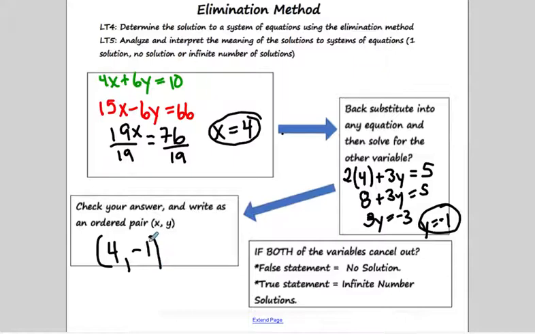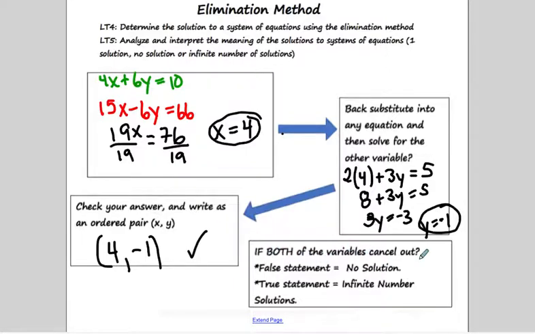And we can go back to the original. We can check our answers. We could check it into these two equations. It's going to work for the first one. So 16 minus 6 does equal 10. And then 15 times 4 is 60, minus 6 times -1, so that's 60 plus 6 does give us 66, and so that is a check.